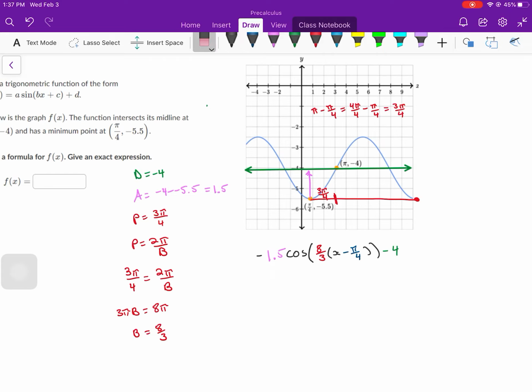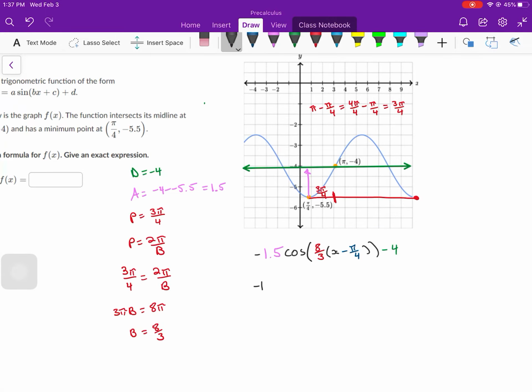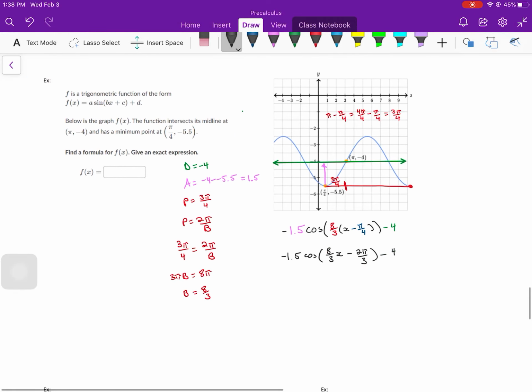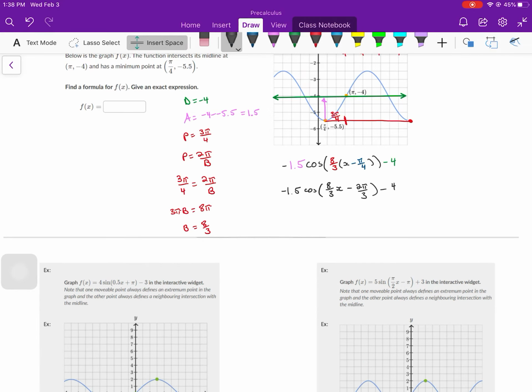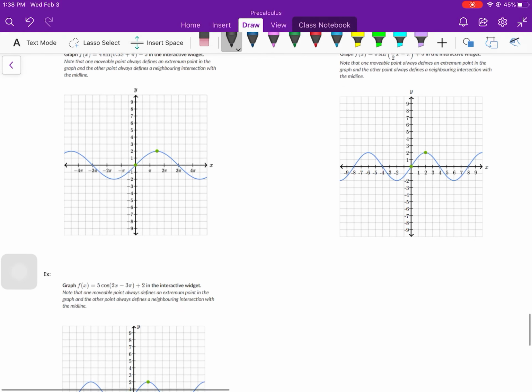Your choice if you want to distribute it. I think Khan accepts either way. It did last year. 8 over 4 is 2. Pi over 3. You can think of that as 8 over 12, and simplify 8 over 12 to 2 over 3. And there we go. All right. So that's the idea. Let me see one of these.